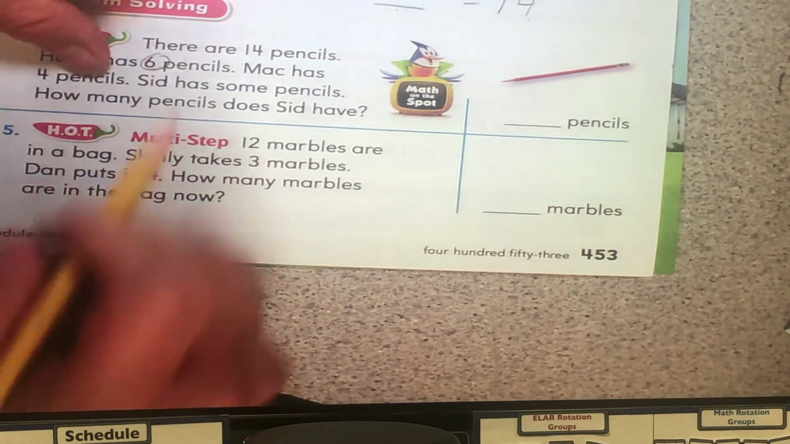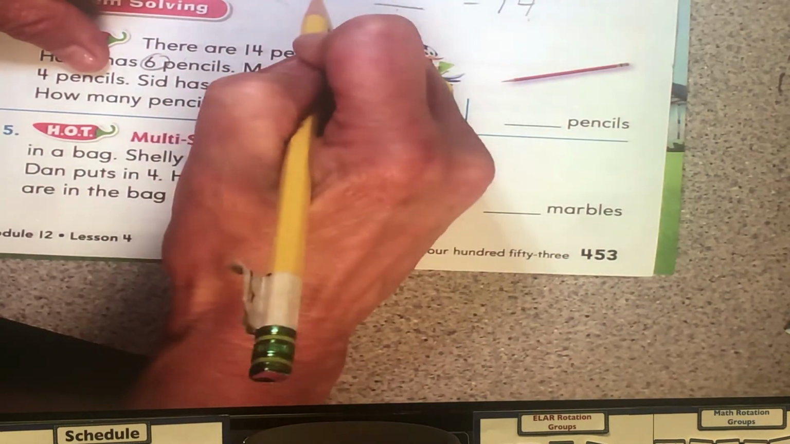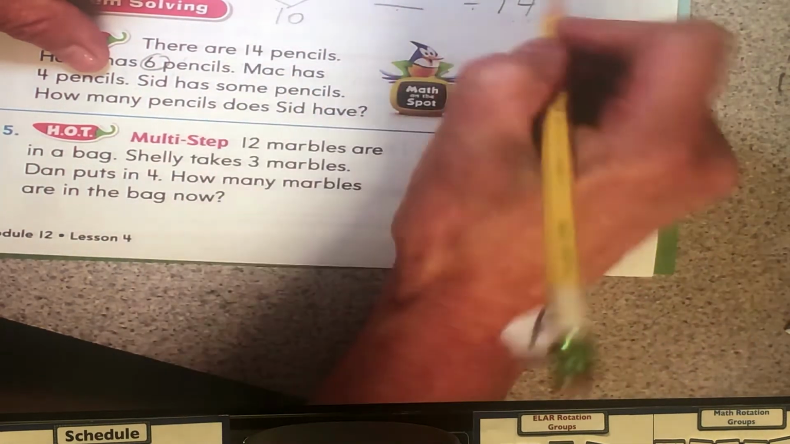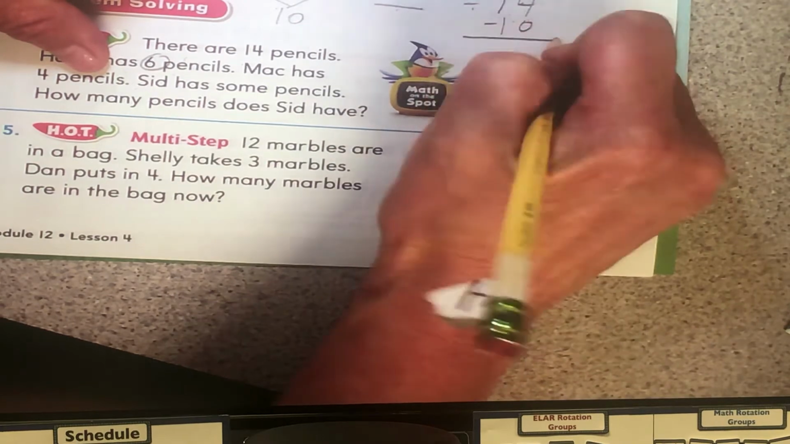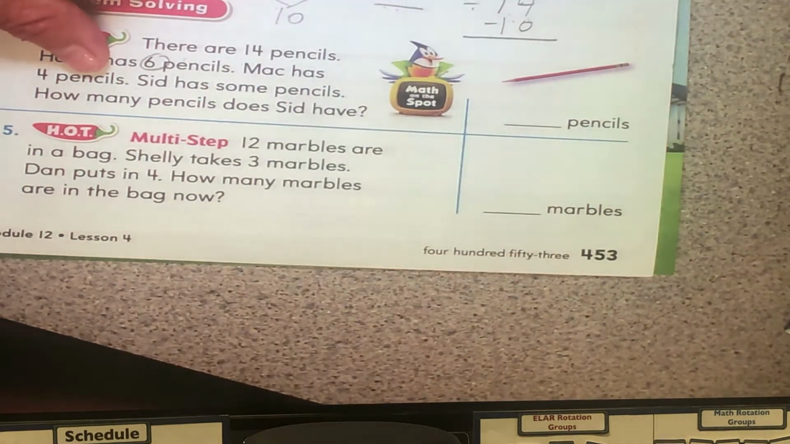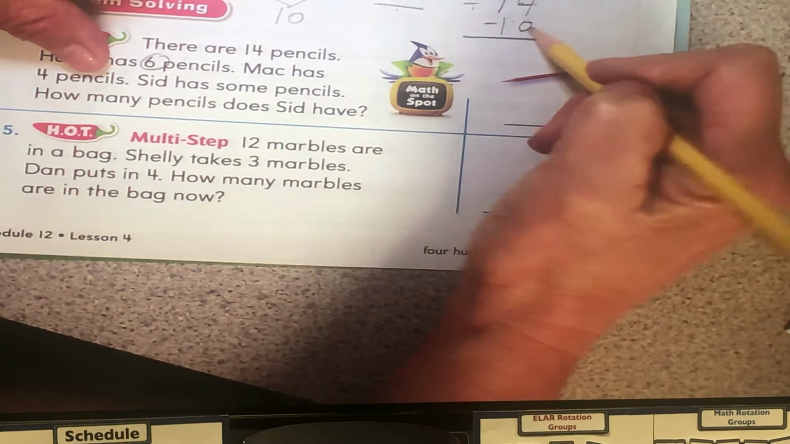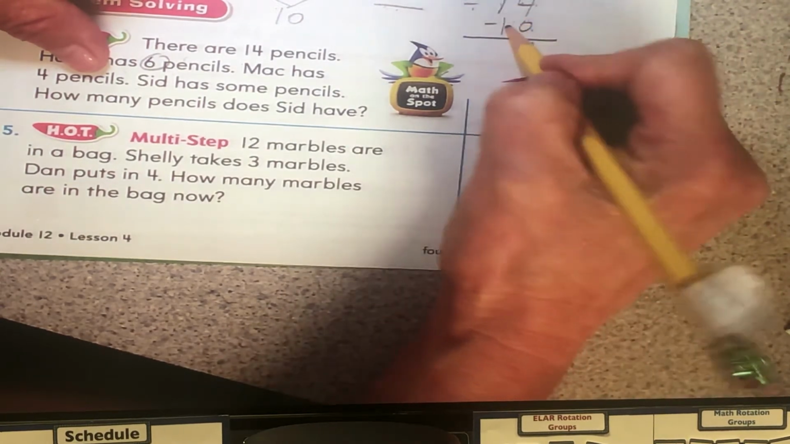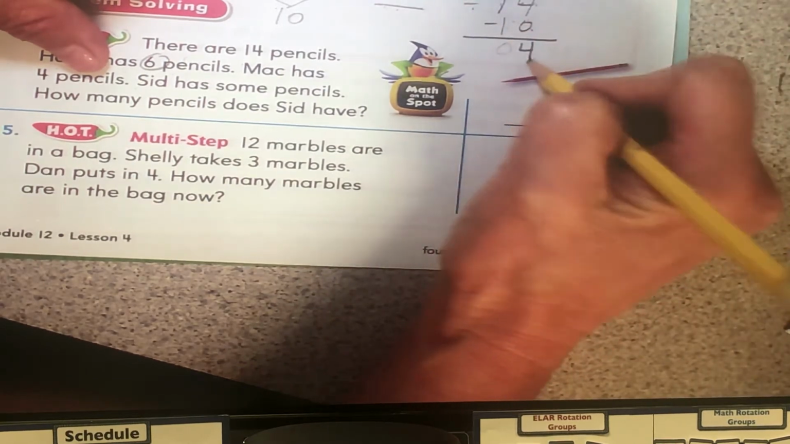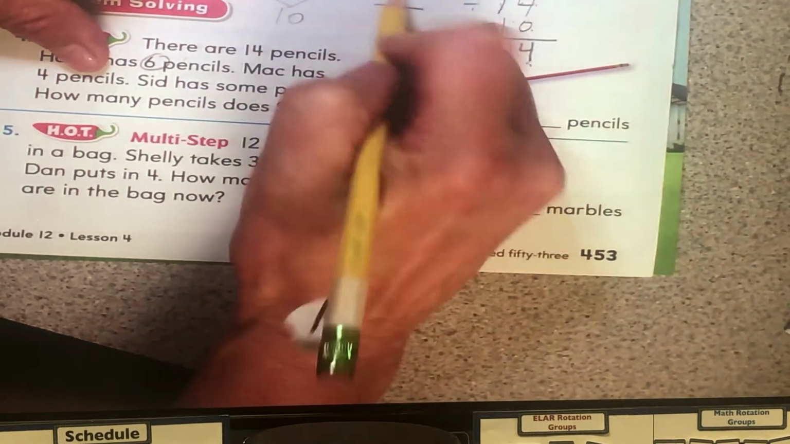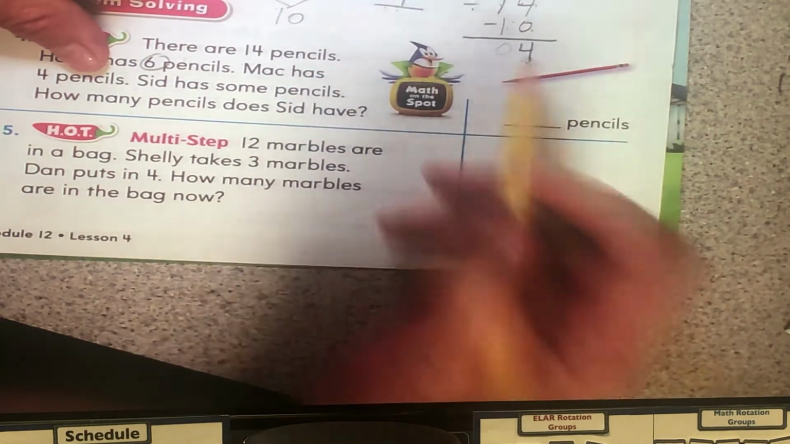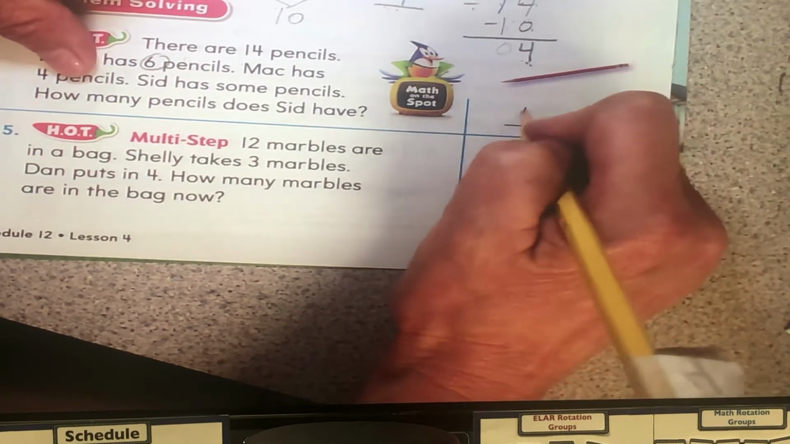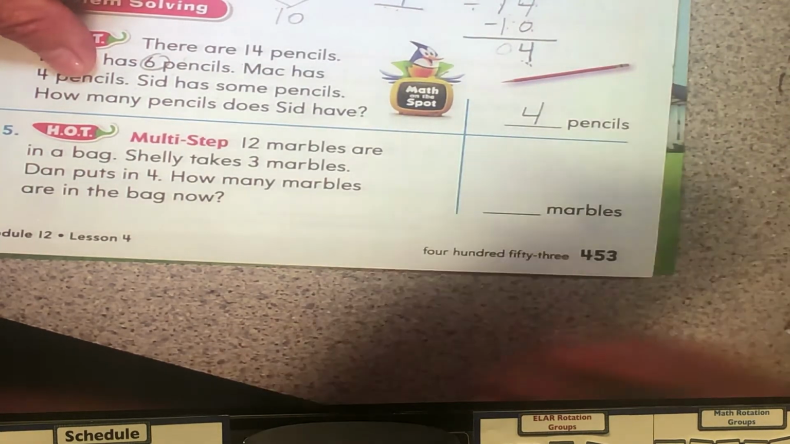So the first thing I'm going to do is add 6 plus 4, and that equals what? 10. And then I'm going to say 14 minus 10 to find the difference here, and that's what your answer is going to be. So 4 minus 0 is what? 4. Sorry about that. 1 minus 1 is 0, so what's your answer going to be? 4. Right here. Your answer is 4. So Sid had 4 pencils. Okay?